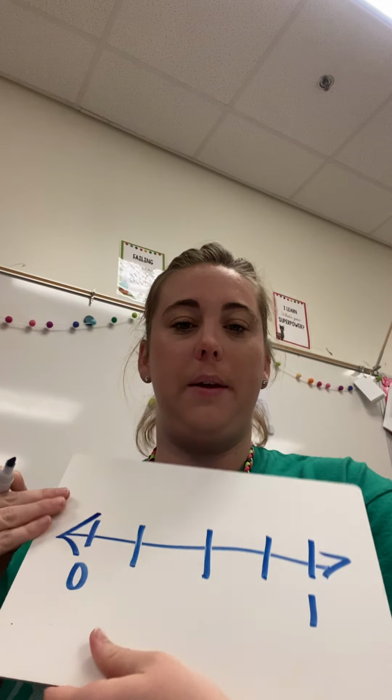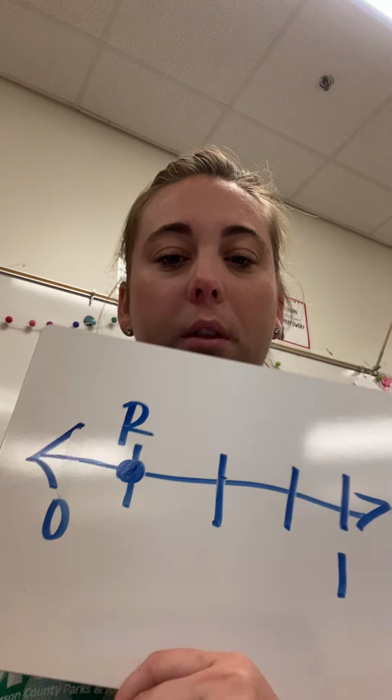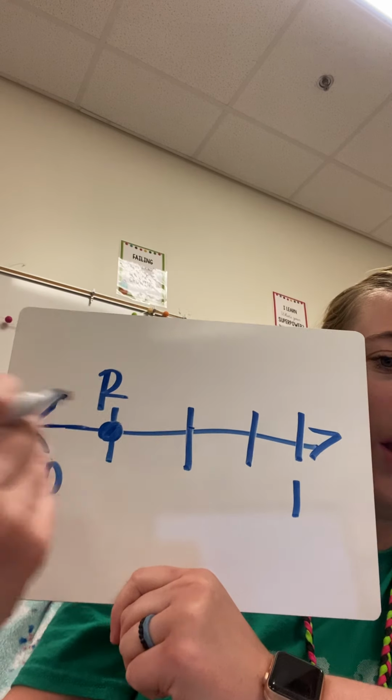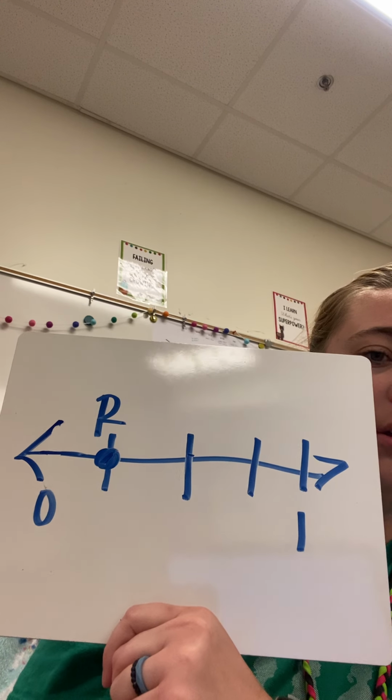So here's my number line that we have, and we know that R is right here. Okay. So how can we solve this? What strategy can we use to figure out where R is on this number line?